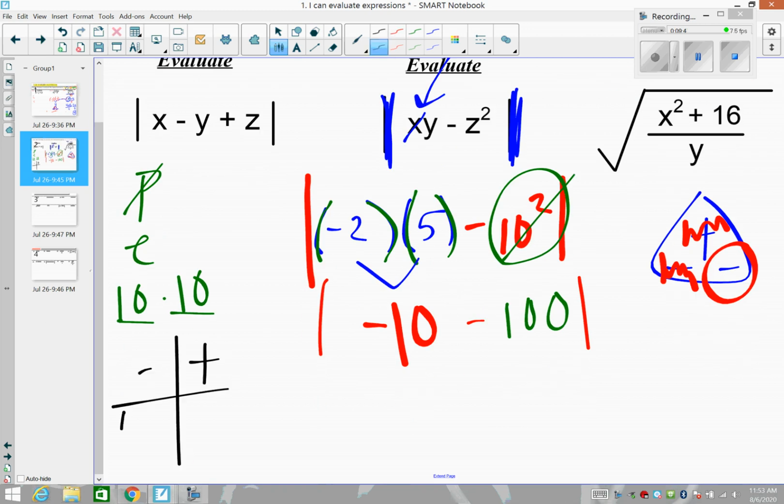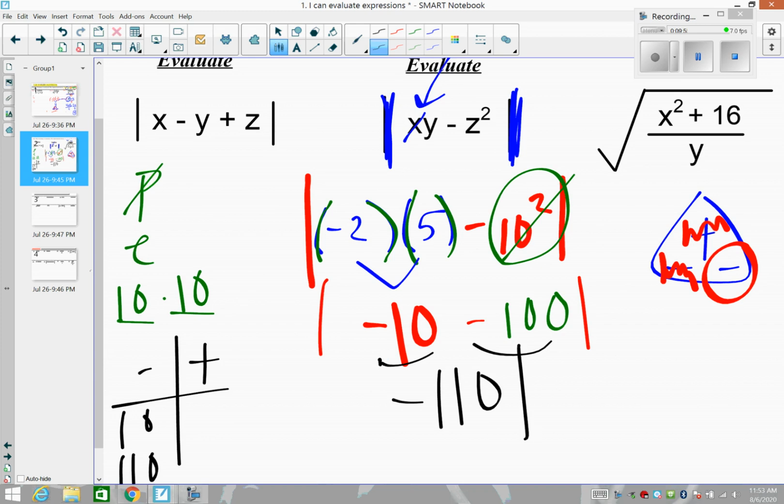Okay. So if we tug of war on the inside here, and we put 10 players on team negative, and we put 100 players on team negative, the result of that would be negative 110 inside the absolute value bar. And reminder that that bar means how far away from 0 are we? It doesn't mean direction. It doesn't matter what direction we're in, just how far.